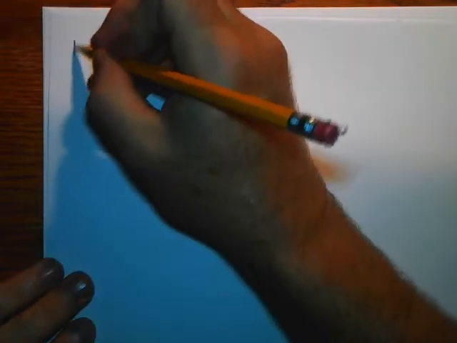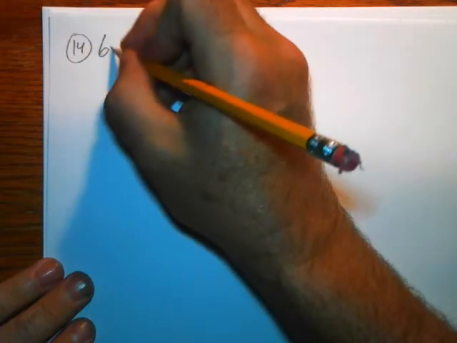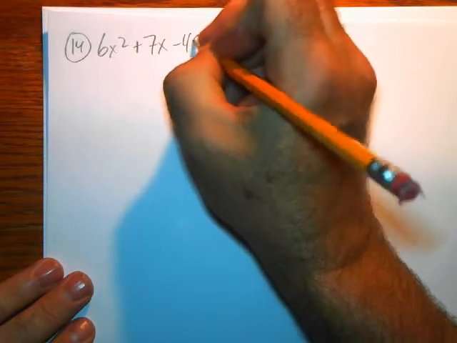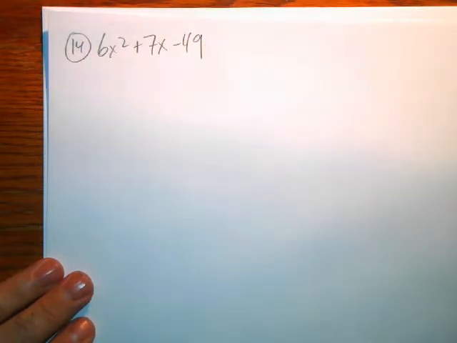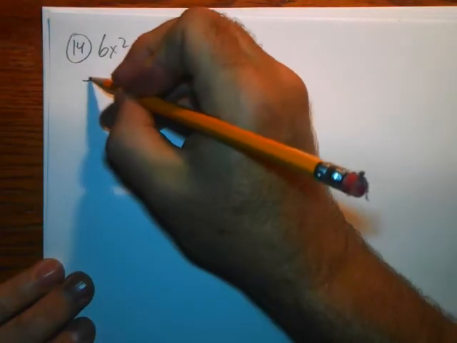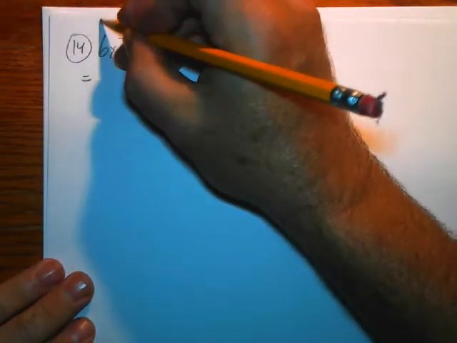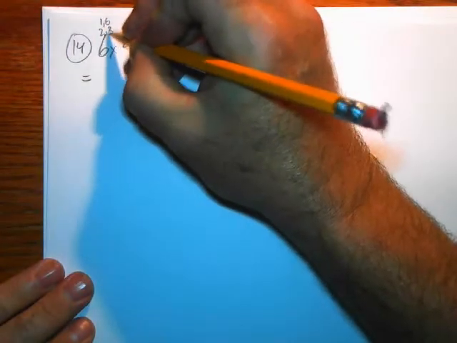Okay, last one for complex trinomial. 6x squared plus 7x minus 49. So just do intelligent guess and check. So with the 6, what are the factors of 6? We got 1 and 6, 2 and 3. So we have two pairs that could work. And then the 49, we've seen that before.